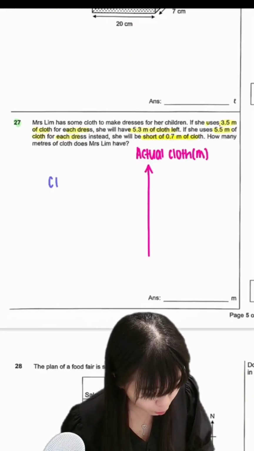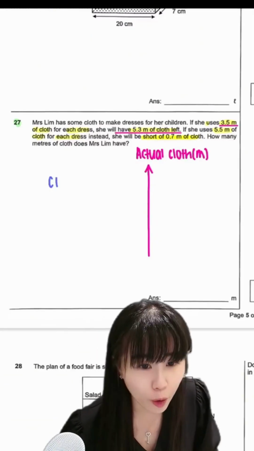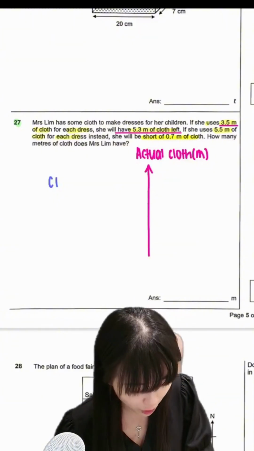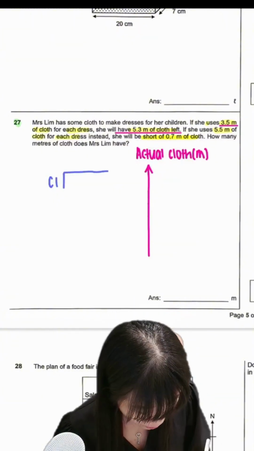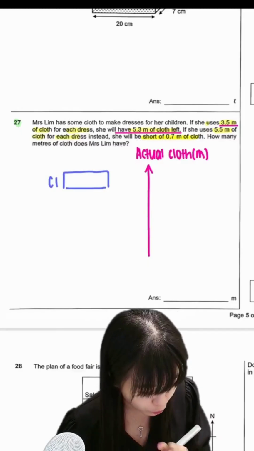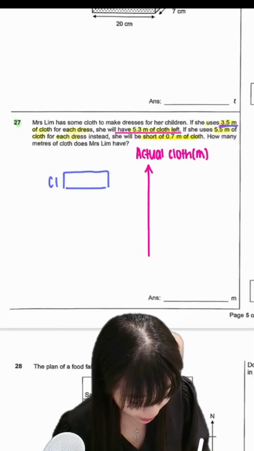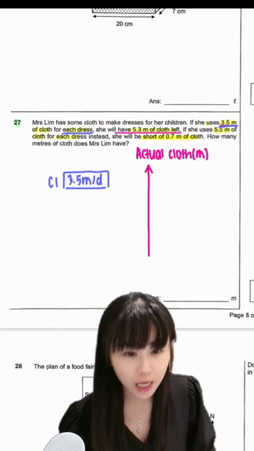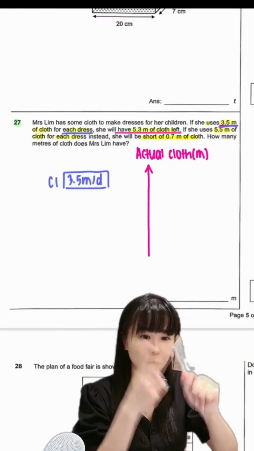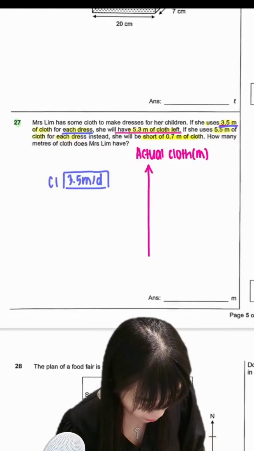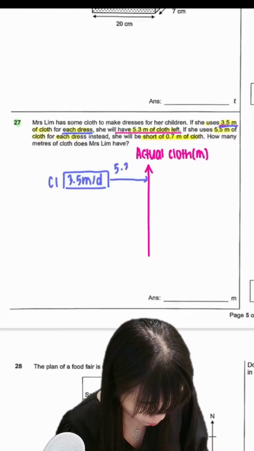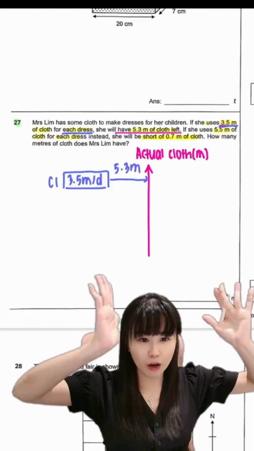Case number 1, you use 3.5, you will have 5.3 meter of cloth left. So I will draw the model like this. The first part is the one that you use for each dress. She used 3.5 meter for each dress, so 3.5 meter per dress. But I don't know how many dresses. It can be 1 dress, 2 dresses, 3 dresses, I don't know. Then after that, left with 5.3 meter, I will draw an arrow. So this is the amount of actual cloth she has.